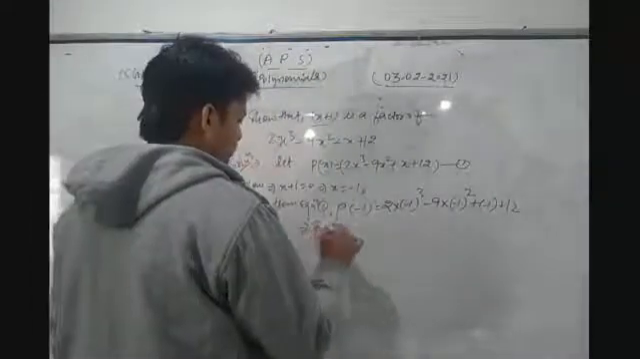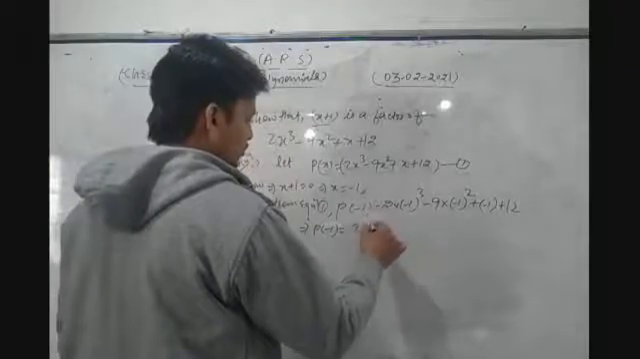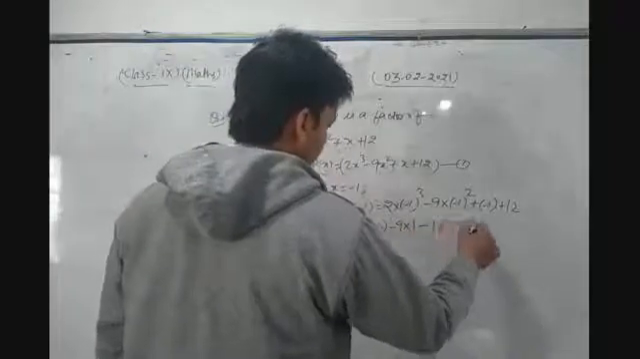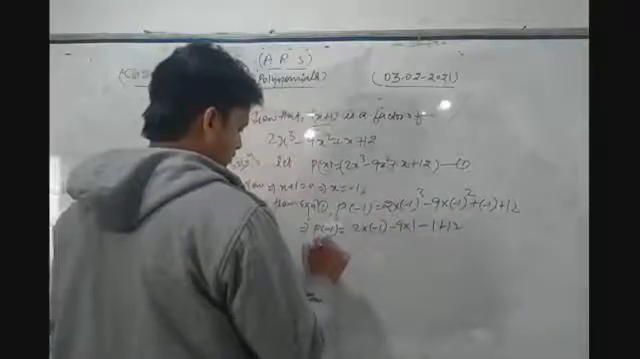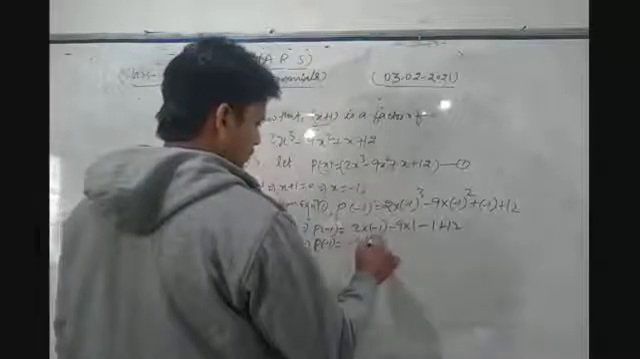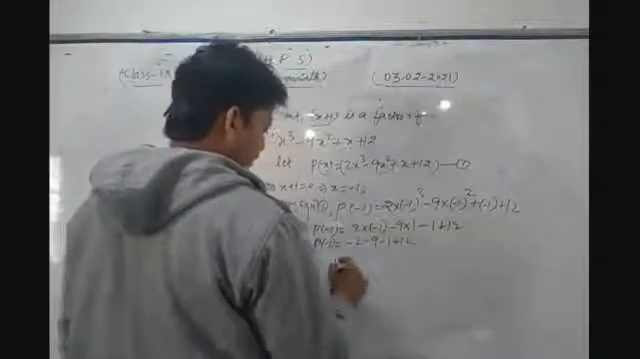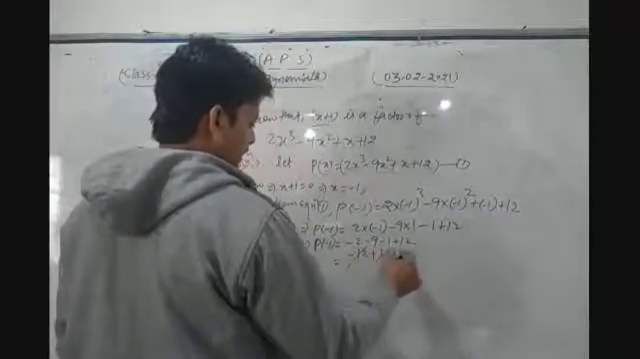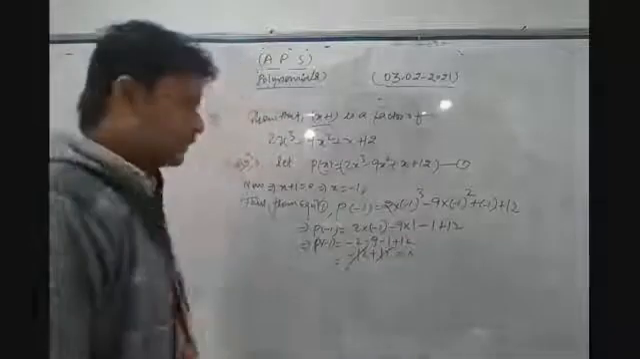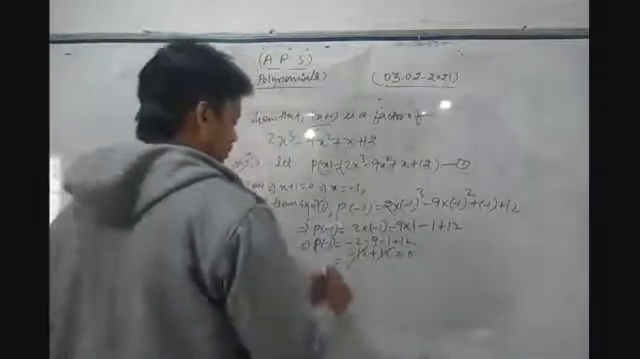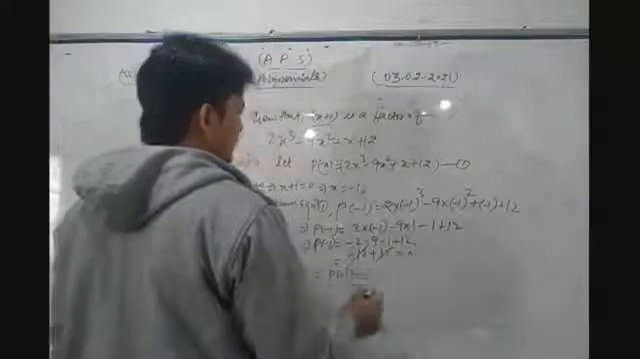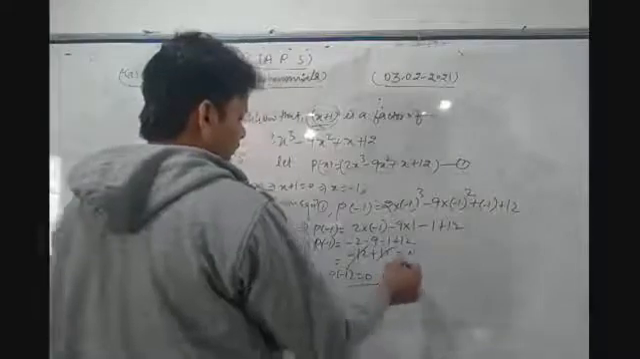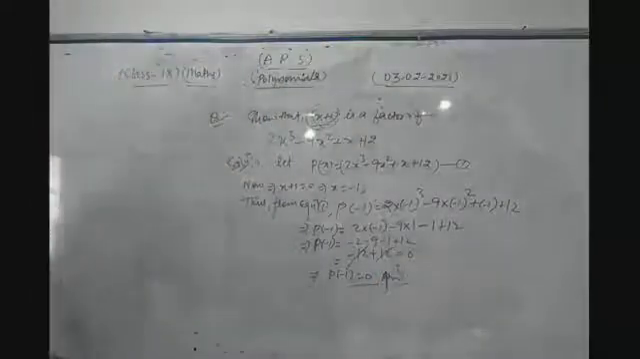That is p of minus 1 is equal to 2 into minus 1, minus 9 into 1, plus minus 1, plus 12. That is p of minus 1 is equal to minus 2 minus 9 minus 1 plus 12. So this is minus 12 plus 12, which cancel each other. Thus the value of p of minus 1 is equal to 0. Thus we can say that x plus 1 is a factor of the given polynomial. Hence proved.